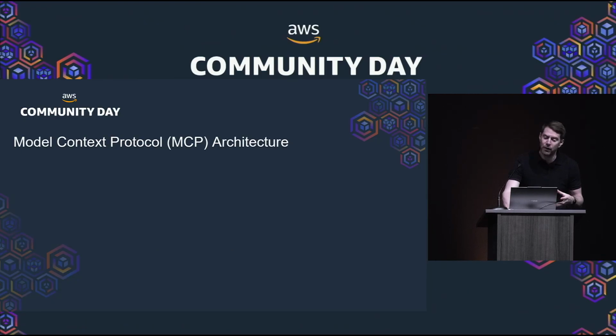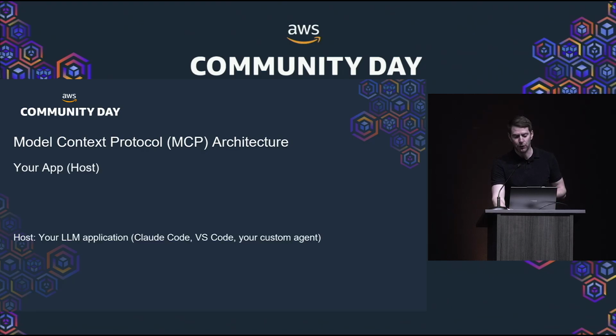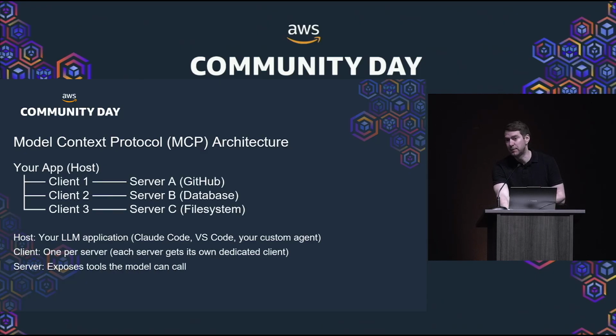All right, so a quick overview of the architecture when it comes to MCP. It has 3 layers. First off, there's the host. That's your app, the application that you're using. Could be Claude Code, Claude Desktop, VS Code, any type of custom agent that you might be building as well. Then that host creates a client for each MCP server that it connects to. The server exposes tools that the model then can call. It could read a file, it can query a database, maybe create GitHub issues for you.